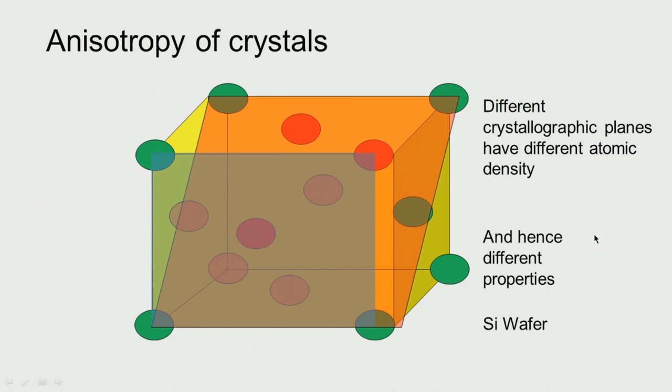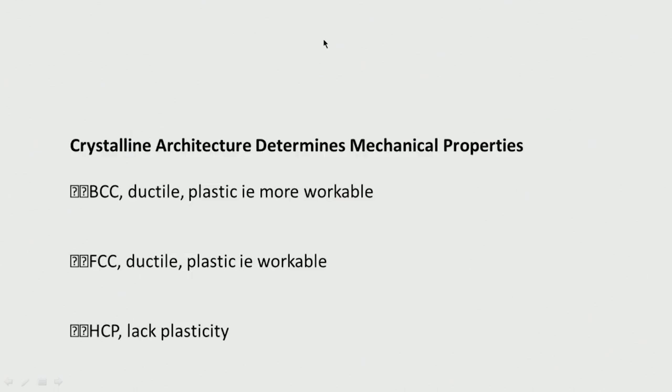Silicon, for example, this is an example of a silicon wafer. When it undergoes load, if it is along this plane as against along the longer diagonal, the Young's modulus is going to be very different, and that is called the anisotropy of crystals. And that is another point.